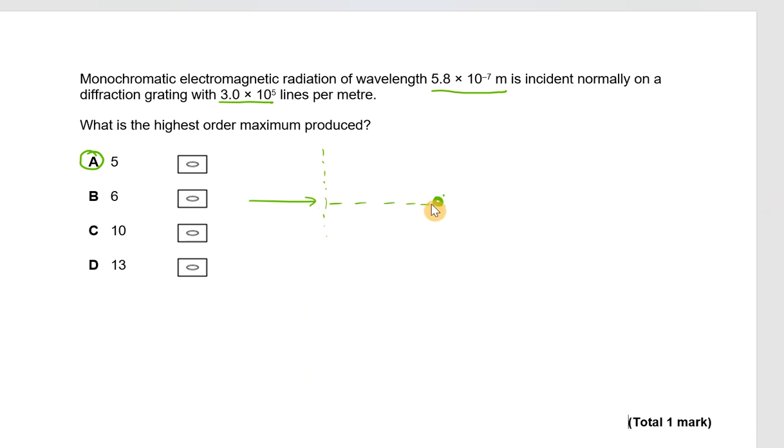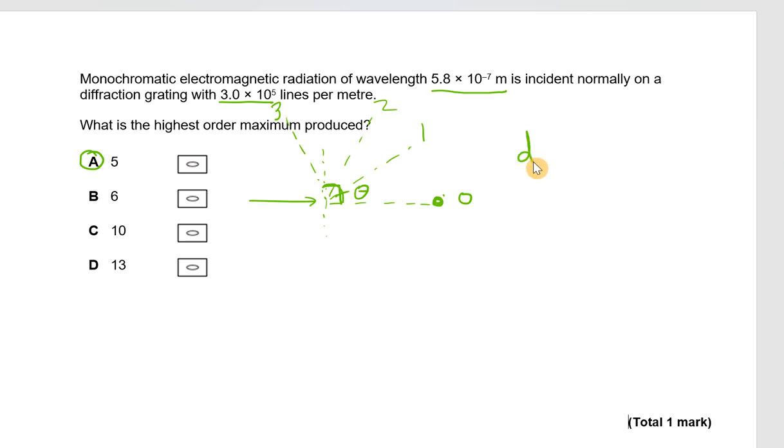One is going to be straight through, we call that the zero order, and then there'll be ones at different angles. There'll be the first order, the second order, and eventually we'll produce orders where that angle theta is greater than 90 degrees. If it's greater than 90 degrees, then it's actually not possible to produce that maxima. So the largest maxima that is possible is the one produced before we reach an angle of 90 degrees. So let's look at the equation on the data sheet we're going to use to help us solve this.